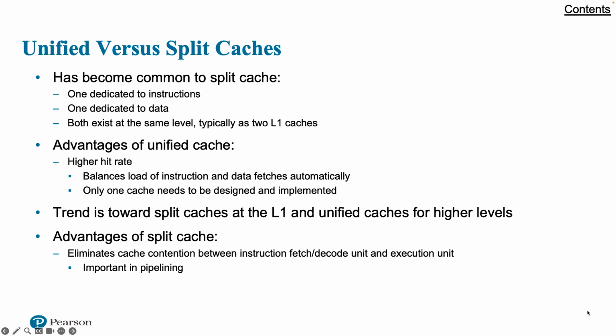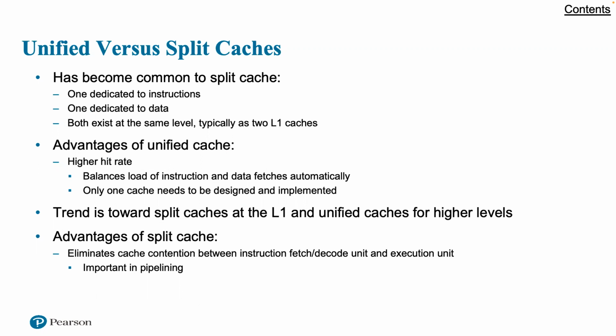Okay, well, let's now talk about unified versus split caches. When the on-chip cache first made an appearance, many of the designs consisted of a single cache used to store references to both data and instructions. More recently, it has been common to split the cache into two, one dedicated to instructions and one dedicated to data. These two caches both exist at the same level, typically as two L1 caches.